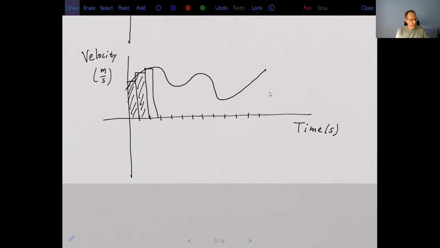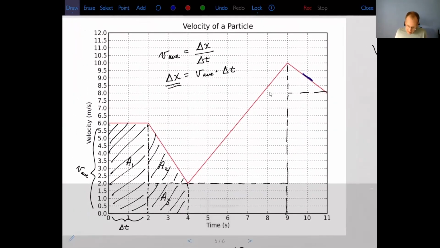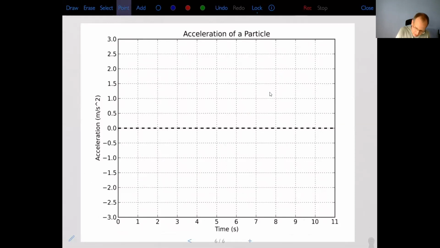Okay, the last thing I want to do for this practice is come up with a corresponding acceleration versus time graph for this velocity versus time graph. If I look at the first 2 seconds, 0 to 2, what is the acceleration? Well, the acceleration is the slope. So the slope over the first 2 seconds is 0. So when I go to acceleration, over the first 2 seconds, I know the slope is 0. So it's something like that.